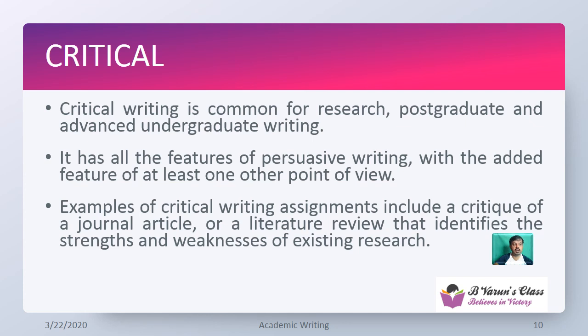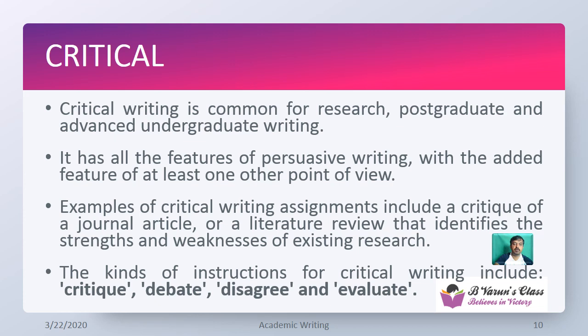While persuasive writing requires you to have your own point of view on an issue or topic, critical writing requires us to consider at least two points of view, including your own. We need to have two different points of view. For example, you may explain a researcher's interpretation or argument and then evaluate the merits of the argument or give your own alternate interpretations.